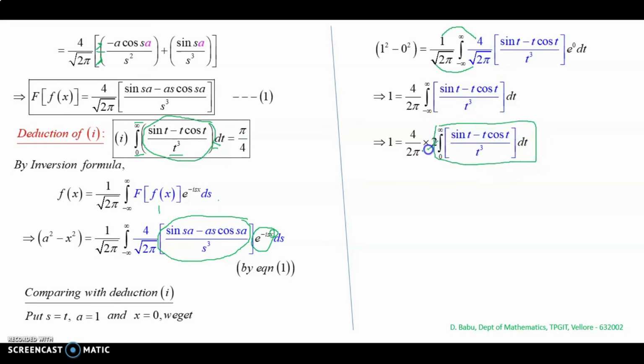So 2 gets cancelled, so 4 by 2 pi... In LHS it is pi by 4. So this implies pi by 4 equals the integral from 0 to infinity of (sin t minus t cos t) divided by t cube, dt. So this proves 1.